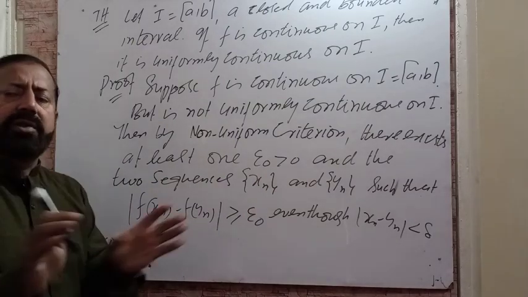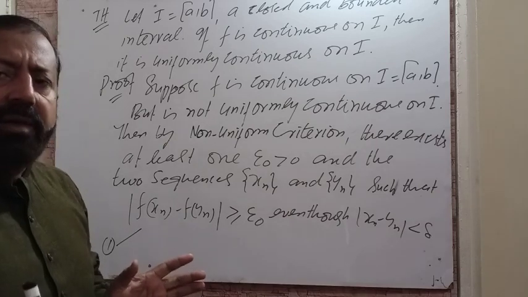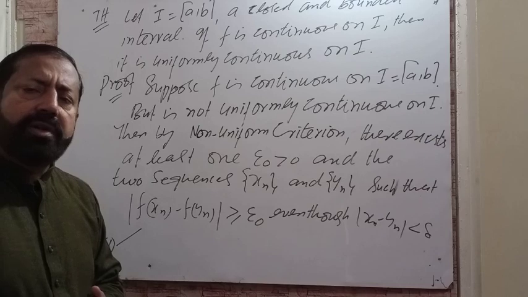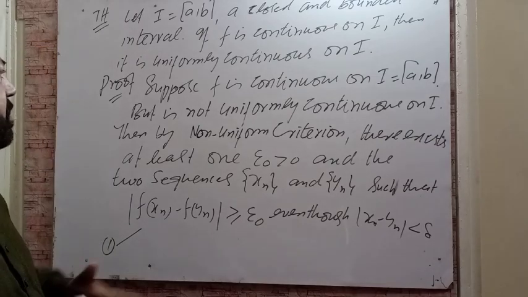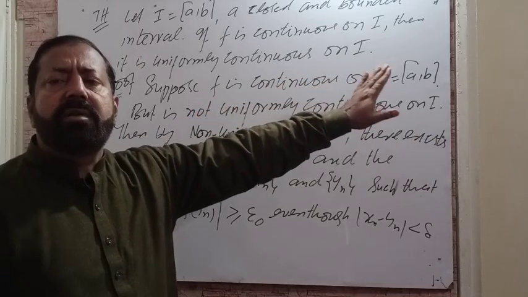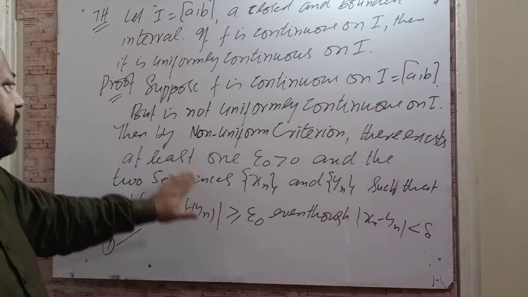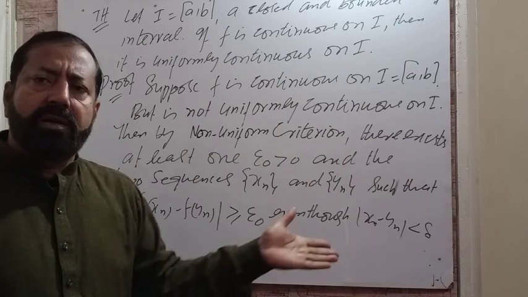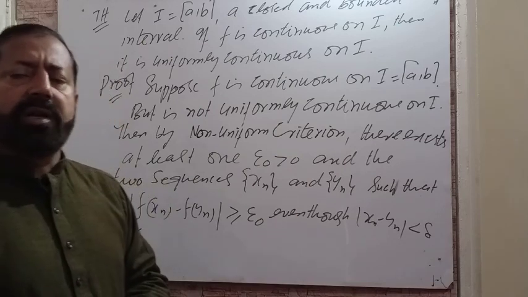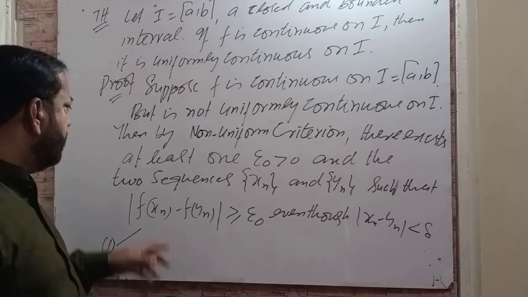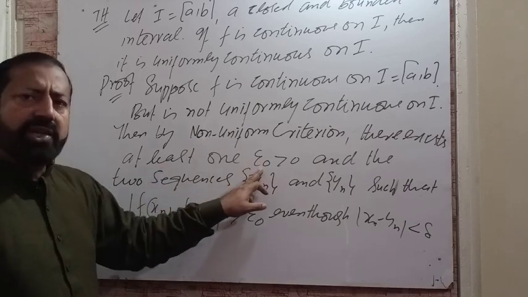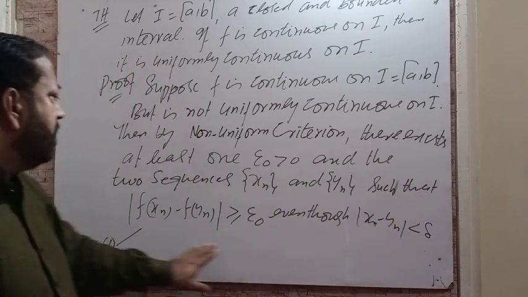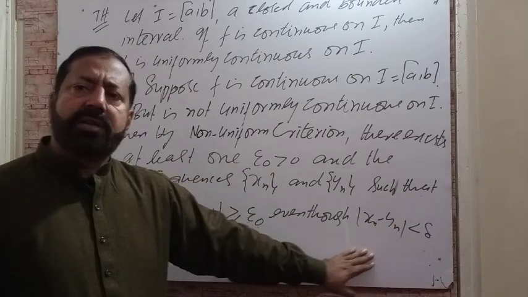Okay, I'm doing nothing. We have discussed a non-uniform criterion of continuity, and I am saying that suppose your function is continuous on I, however, it is not uniformly continuous. If it is not uniformly continuous, then by the non-uniform criterion of continuity, you can always find at least one such epsilon naught, and the sequences xn and yn, such that these conditions are satisfied.